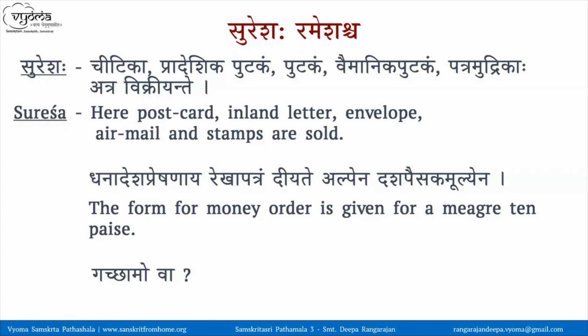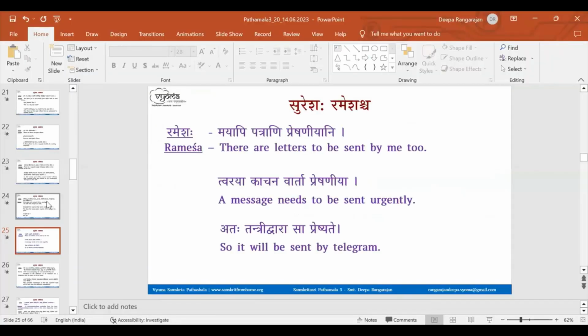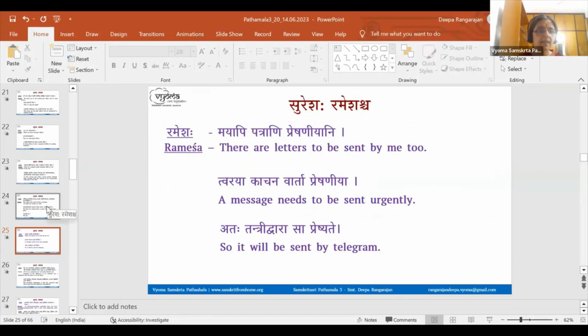Gachamo va? Shall we go? Uttamam bhagini. Dhanyavada. Before the first line, there was an adhikritaha. What does it mean? Is it feminine gender? So he has the adhikara, the people who are authorized.